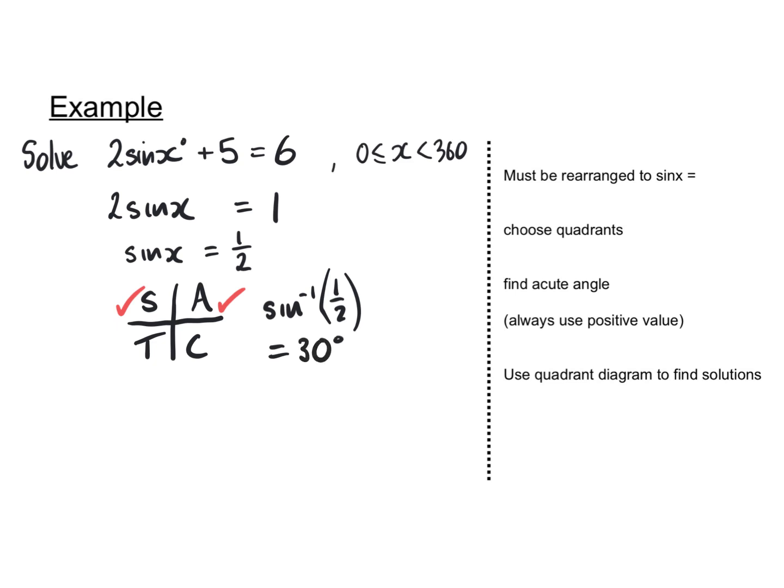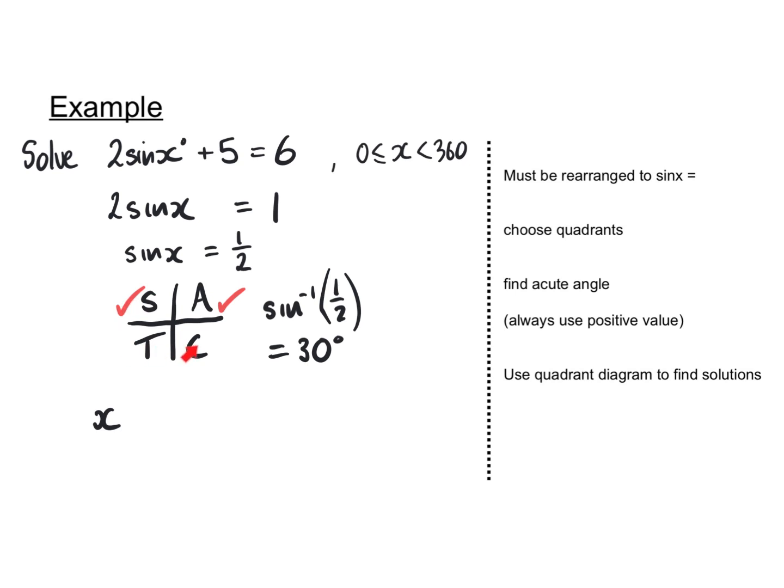The reason I do this bit of working up at the side is because this answer is just my acute angle. It may or may not be one of the solutions for x. In this case, it is going to be, but the number you get here won't always be one of your two answers, so that's why it's just up at the side, and then we'll go down and find the values of x. Now, at the start, we split our big CAST diagram into two parts.